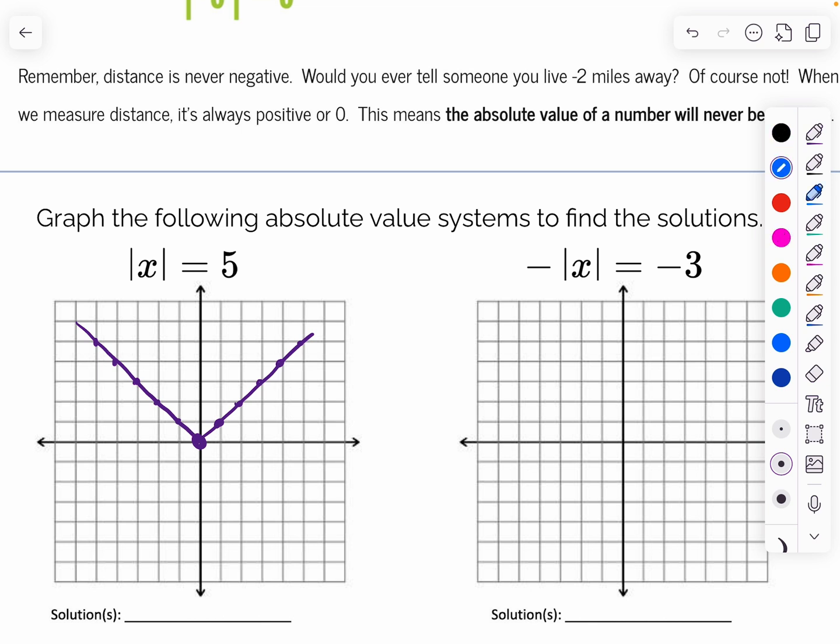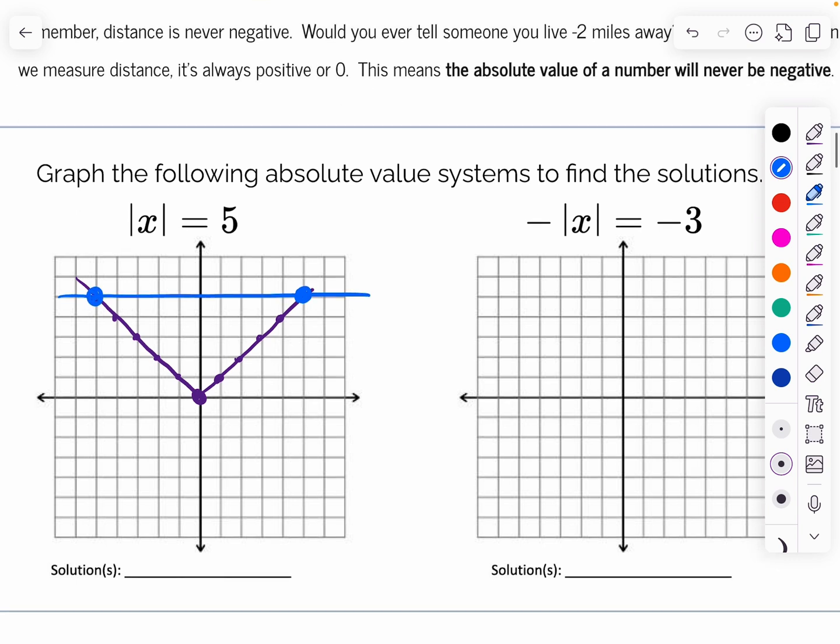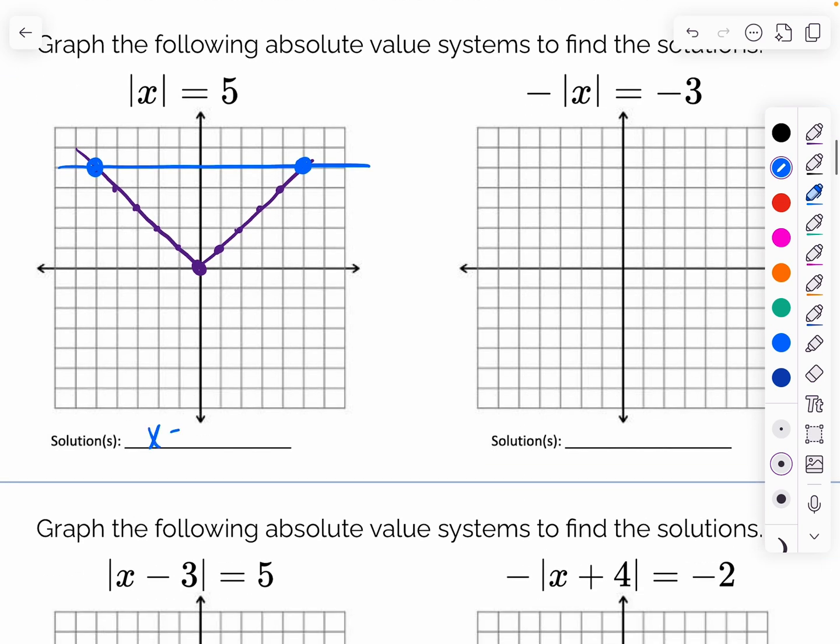And then to graph 5, you just do a horizontal line through 5. And in this case, you can see we have our 2 intersection points. We are going to write them as 5 and negative 5, not as a point, because in this case, you don't have a y in your equation, it's just an x. So we're just going to write down what the x values are.